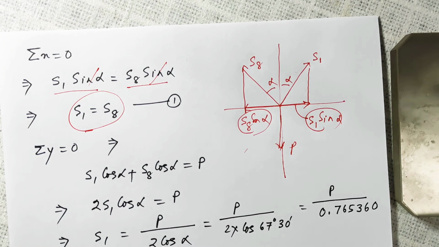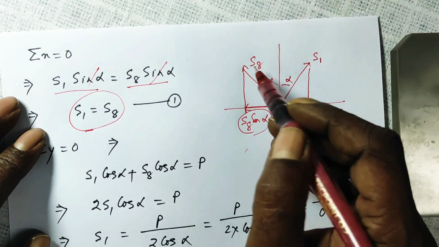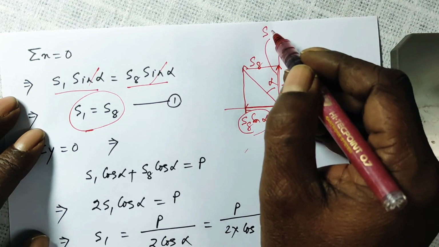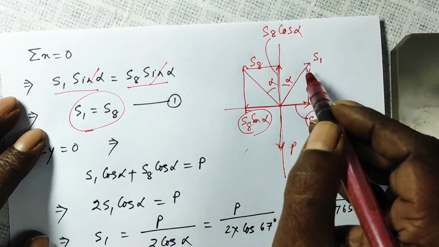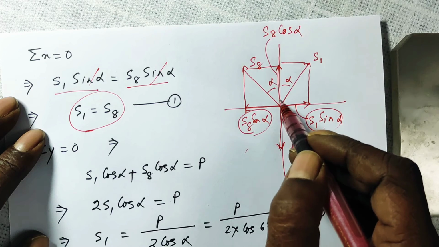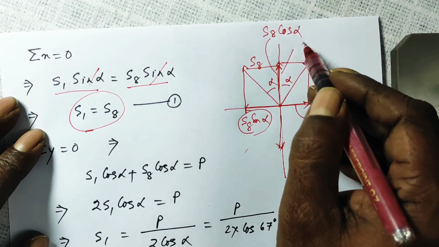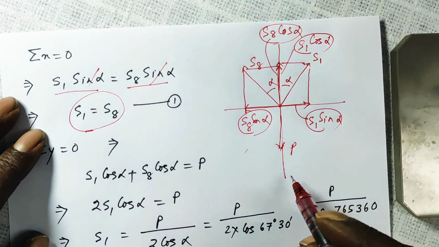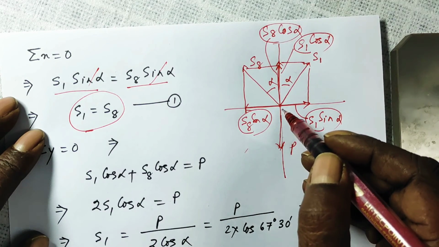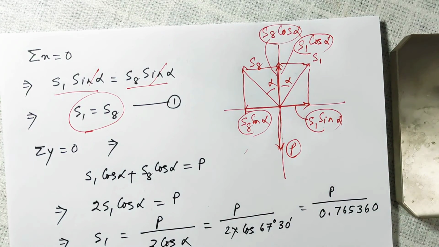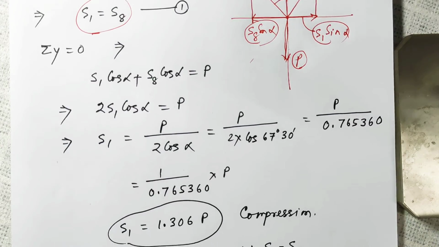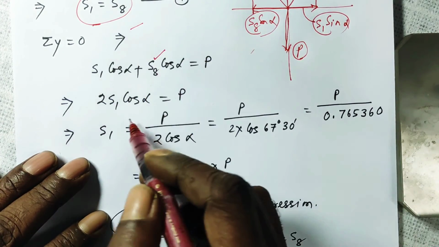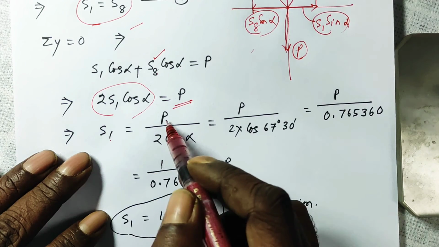Now what about sigma y? The y component of S8, if you drop a perpendicular, will be from here to here, and that will be your S8 cos alpha. And if you drop a perpendicular from here, this part will again be S1 cos alpha. So S1 cos alpha and S8 cos alpha are in the same positive y direction, so they are arithmetically added, and that is being opposed by P. So to be in equilibrium, they must be equal in magnitude. So S1 cos alpha plus S8 cos alpha is equal to P. For S8 I put S1, which we just proved, so 2 S1 cos alpha is P. So S1 is equal to P over 2 cos alpha.